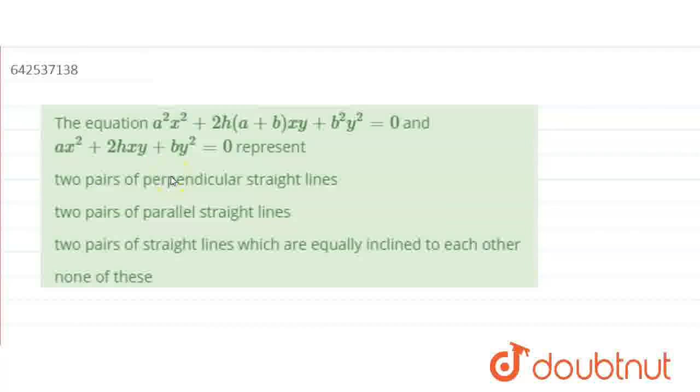The question is: the equation a²x² + 2(a+b)hxy + b²y² = 0 and ax² + 2hxy + by² = 0 represent what? We are given some options: two pairs of perpendicular straight lines, two pairs of parallel straight lines, two pairs of straight lines which are equally inclined to each other, or none of these.